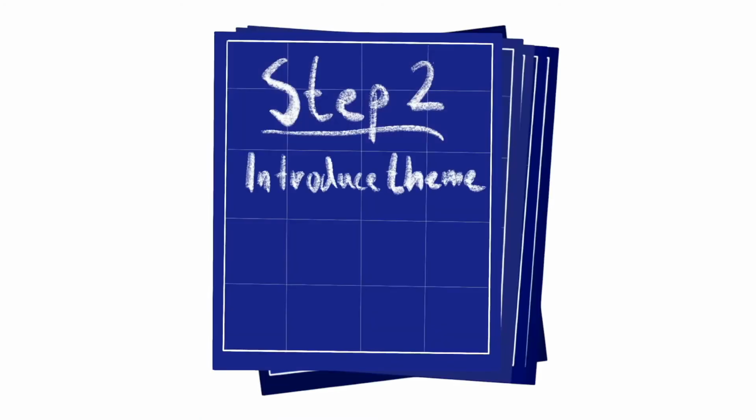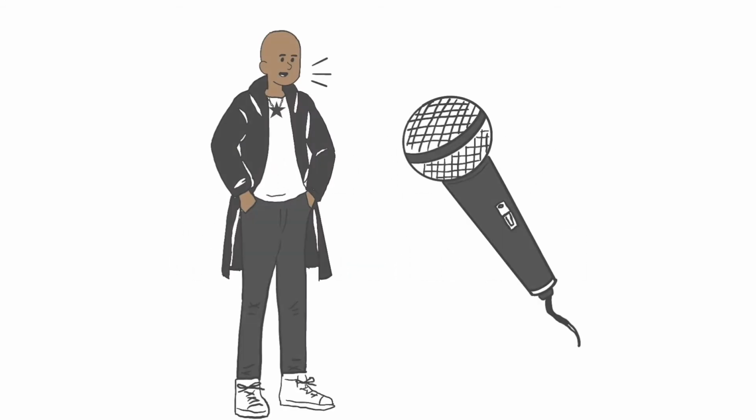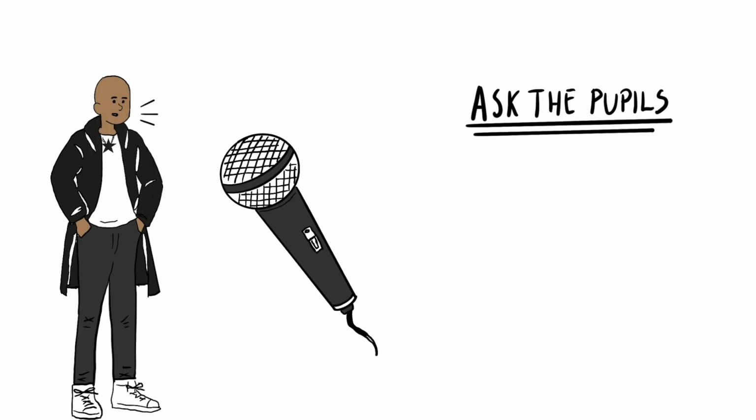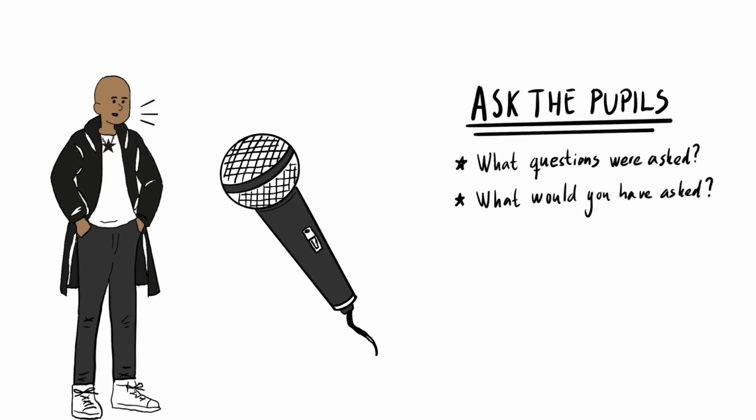Step 2. Introducing the lesson's theme. Duration 5 minutes. At this stage, we need to introduce the theme of the lesson, and what better way than showing a 1-minute clip of an actual celebrity interview. After the clip, you may ask the pupils what type of questions were asked in the clip and if they can come up with any examples of their own.